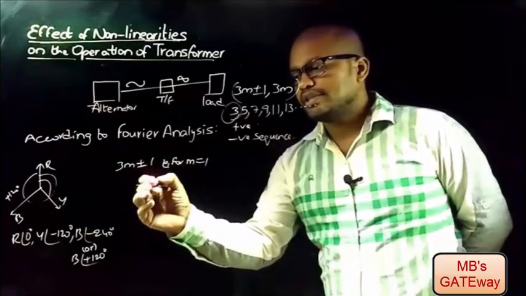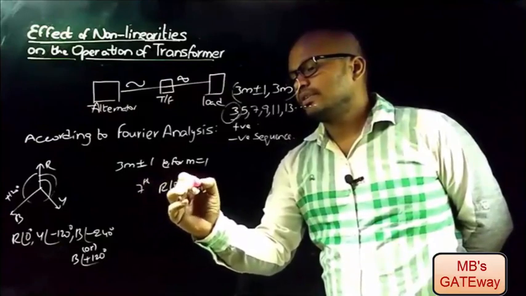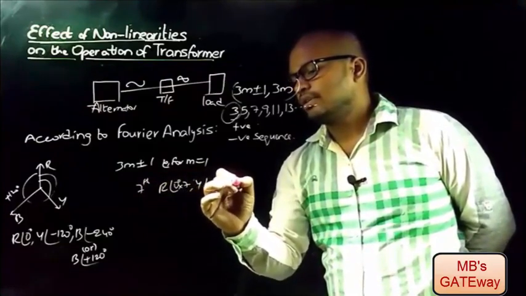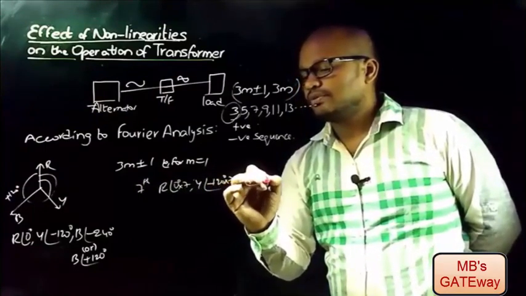Now let's check the phase sequence for the 7th harmonic. So R at an angle 0 degrees into 7, Y at an angle minus 120 degrees into 7, and B at an angle plus 120 into 7.